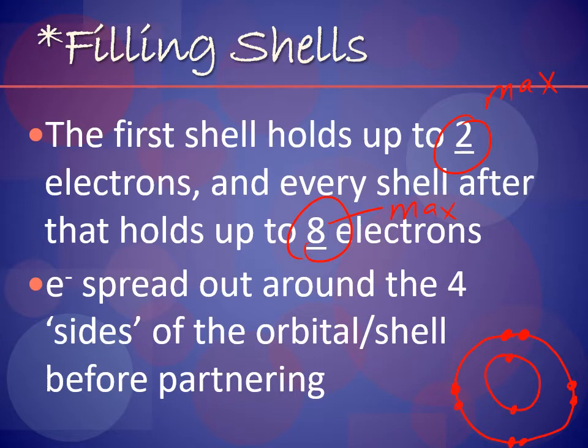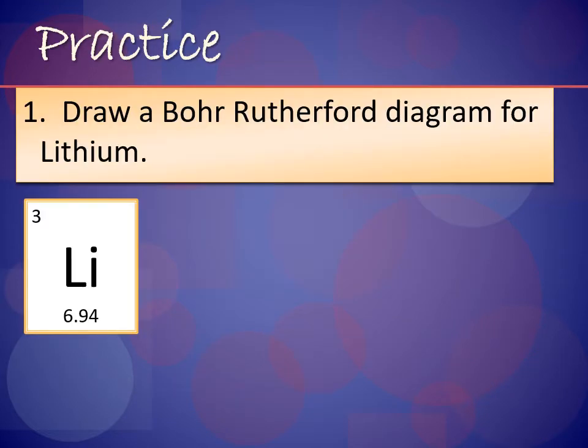Let's do some practice. So we are going to draw a Bohr Rutherford diagram for lithium. Before we even start, let's figure out the number of protons, electrons, and neutrons that lithium has. From the atomic number, we know that this has 3 protons. Because it has 3 protons, it automatically has 3 electrons. And from the atomic mass, if we round it, this is 7. We're going to do 7 subtract 3, which gives us 4. So this has 4 neutrons.